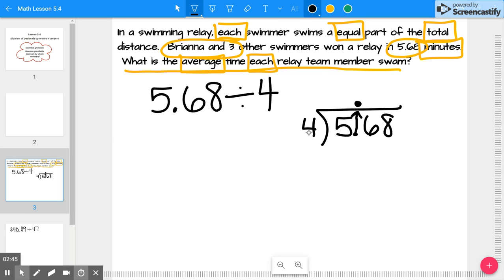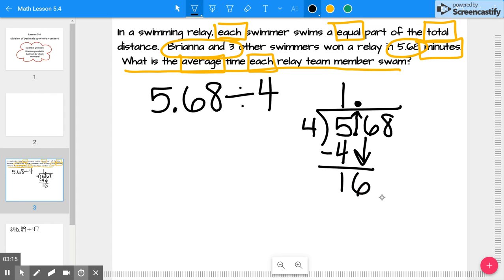So I start by looking with my divisor to my number that's first, which is my 5. So can 4 times anything equal 5? Well, 4 can go into 5 one time. So we put my 1 up top. My next step is to multiply. So 4 times 1 is 4. Then I subtract. 5 minus 4 is 1. And I check. I can't do 1 divided by 4. So I need to then bring down my 6, keeping everything lined up.